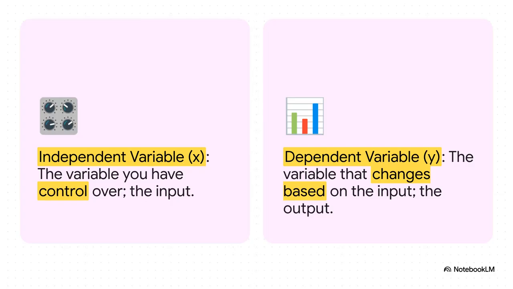Okay, just 2 more quick definitions for you. The independent variable, that's your x, is the one you have control over. It's the input. The dependent variable, that's y, is the output. Its value depends on whatever you chose for x. Think of it this way. The number of hours you study is the independent variable. Your score on the test, that's the dependent variable, because it depends on how much you studied.